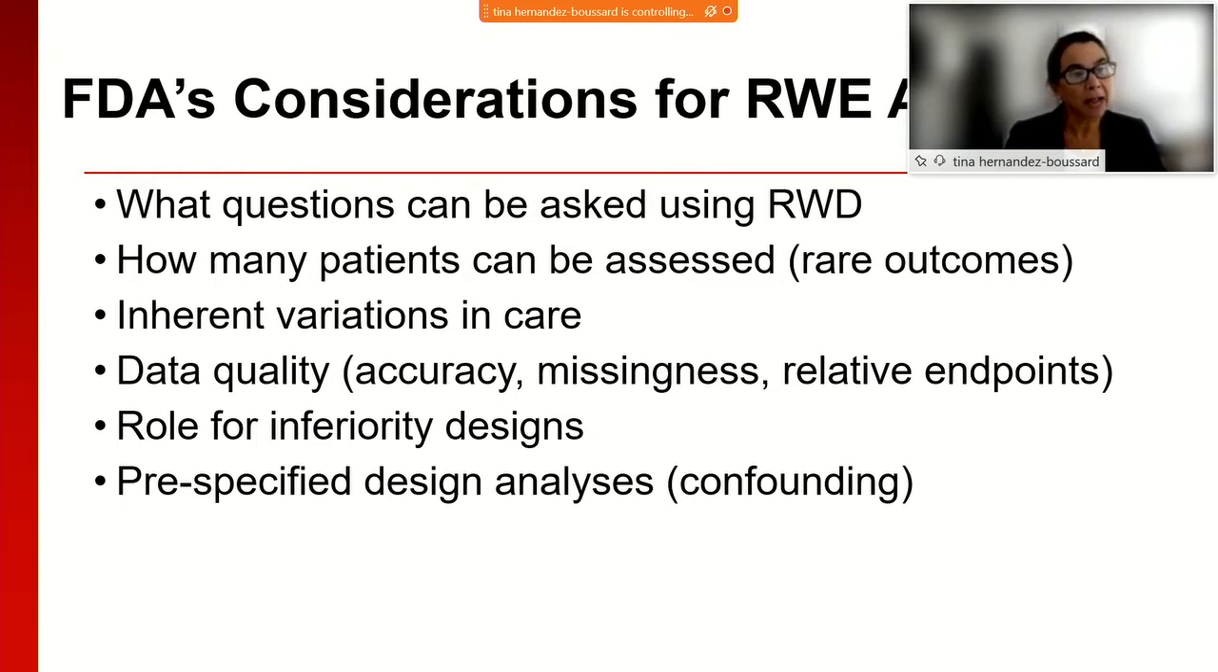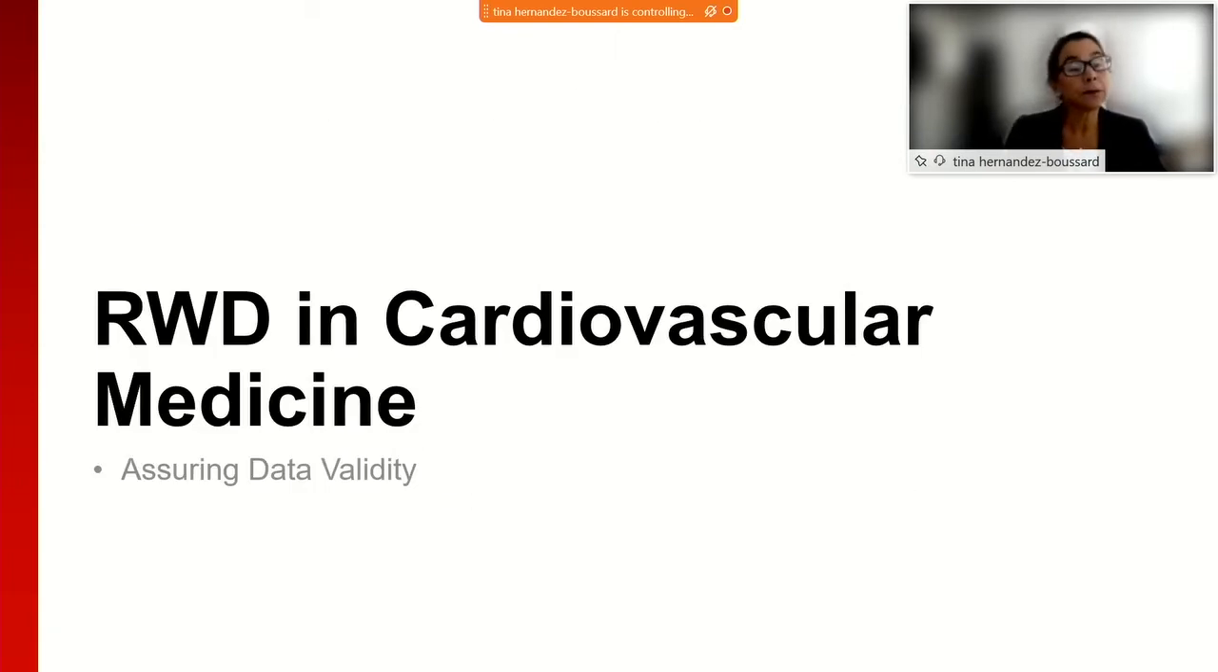And so they always ask, what questions can be asked using real-world data? How many patients can be assessed? And is there an opportunity to look at rare outcomes? How is inherent variation in care addressed in real-world data? How do you deal with data quality, as I mentioned, the accuracy, missingness, relative endpoints? Is there a role for inferiority designs within the real-world data? And what is the pre-specified design for analysis?